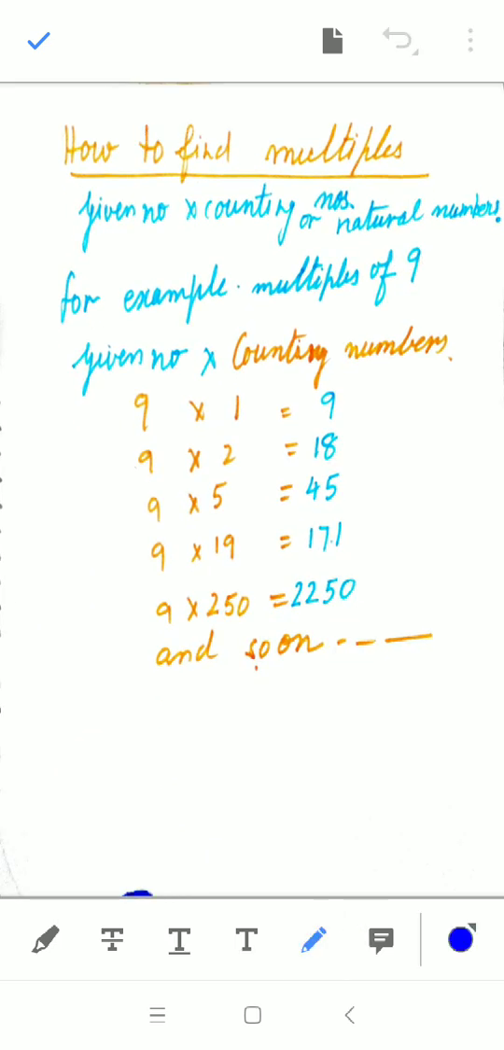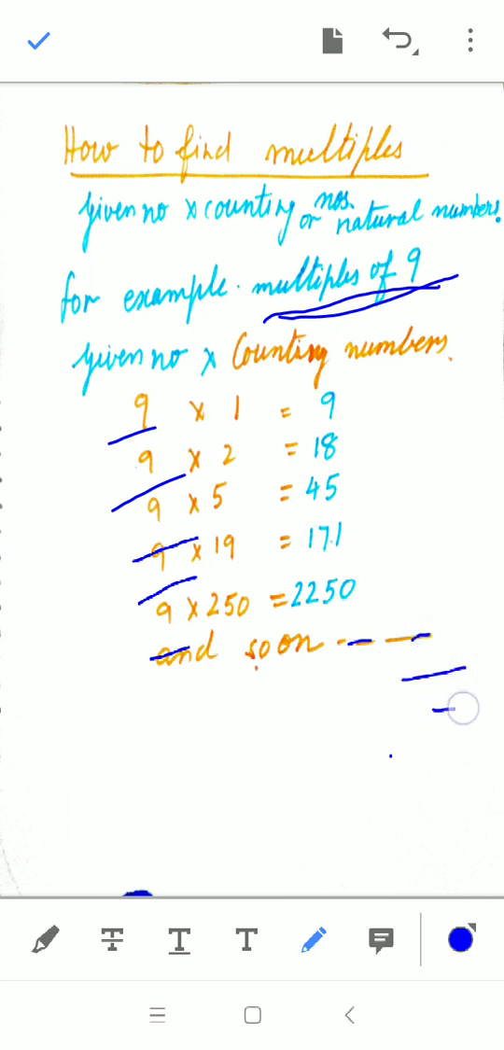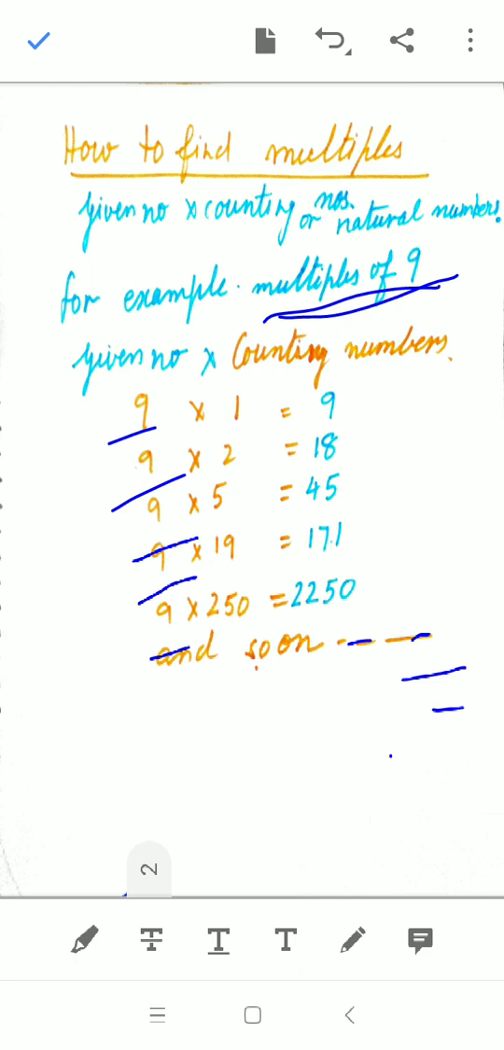Now here we can see an example: multiples of 9. Every time the number here is 9, and this 9 is being multiplied by different counting numbers. First 1, then 2, 9 twos are 18, 9 fives are 45, 9 nineteen times is 171, 9 two hundred fifty times is 2250, and so on. You can see that I have made many dots here. What does this dot show? This dot shows that there are uncountable multiples of a given number, as many as we wish for.